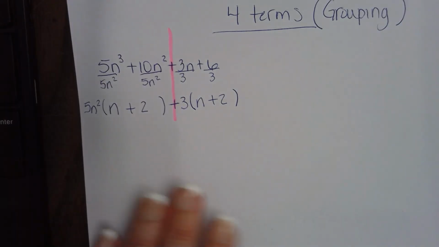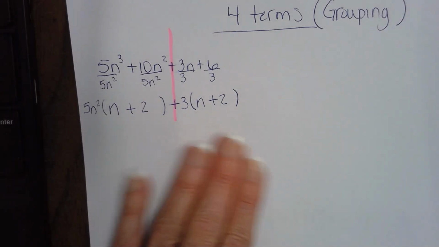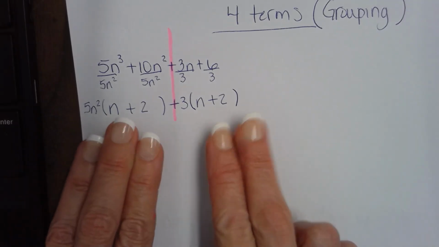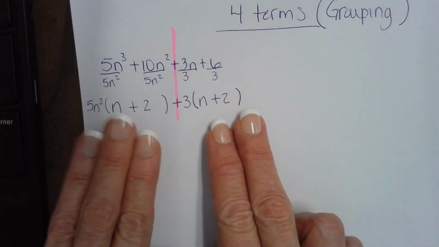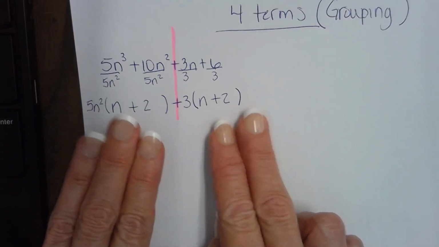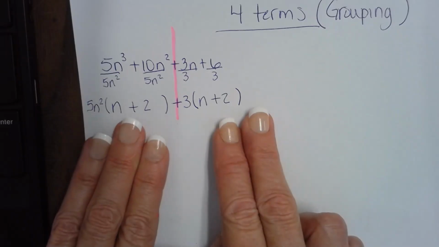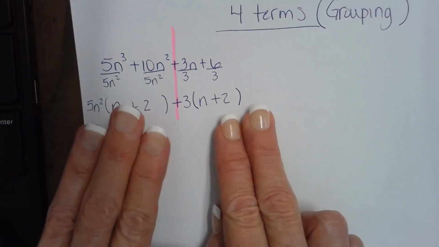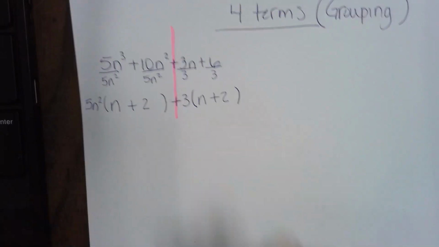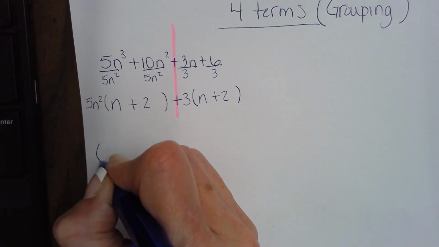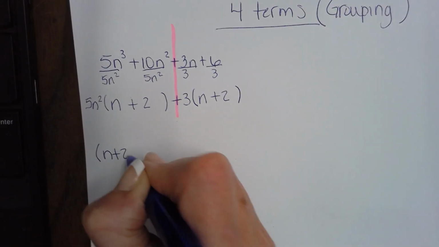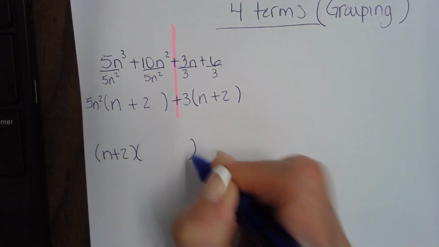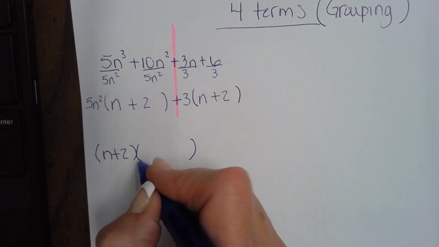Okay. Now, I have a greatest common factor on this line. Between these 2 terms, there is something in common. What factor is in common in these 2 terms? In common means the same. What's the same from here and here? The n plus 2. So y'all, I'm going to pull out the n plus 2 as a common factor, and when I pull it out, what's left is my other factor, 5n squared plus 3.